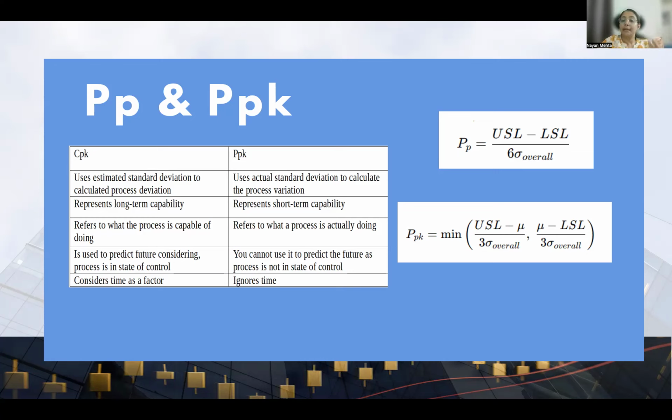Now, if PP and PPK are close to CP and CPK, what does it mean? That the process is stable and also consistent over time. If PP and PPK are much lower, it means that the process is unstable and there are chances that more variation will creep in over the long run. So that is the major difference between CP, CPK and PP, PPK.